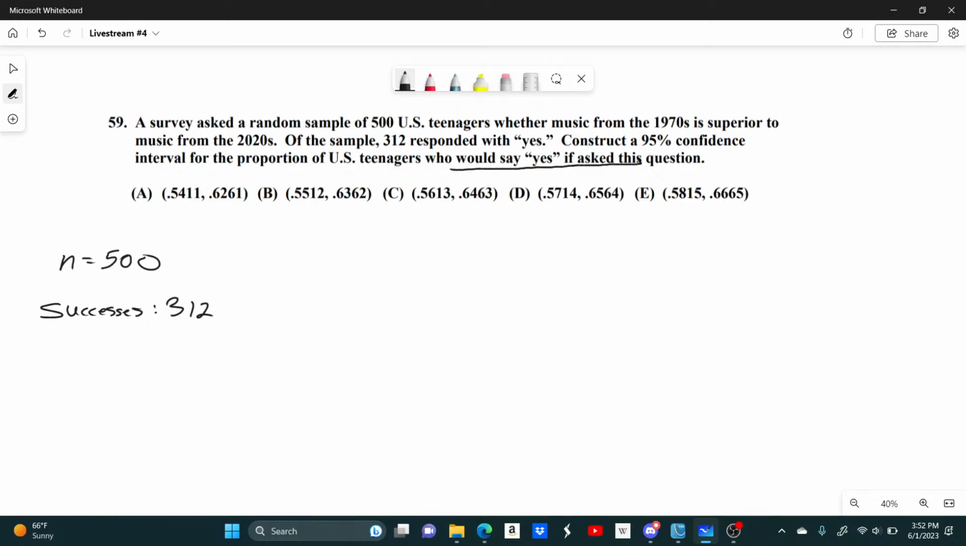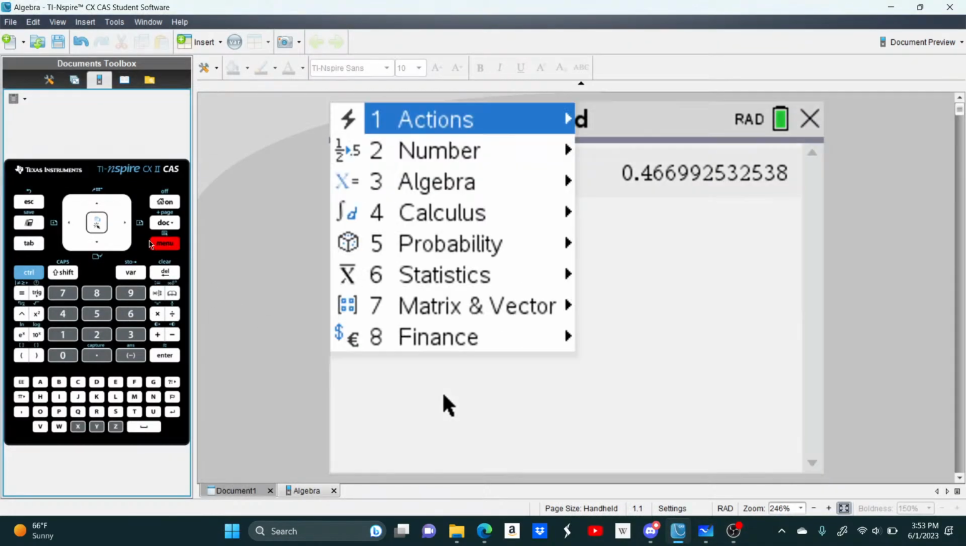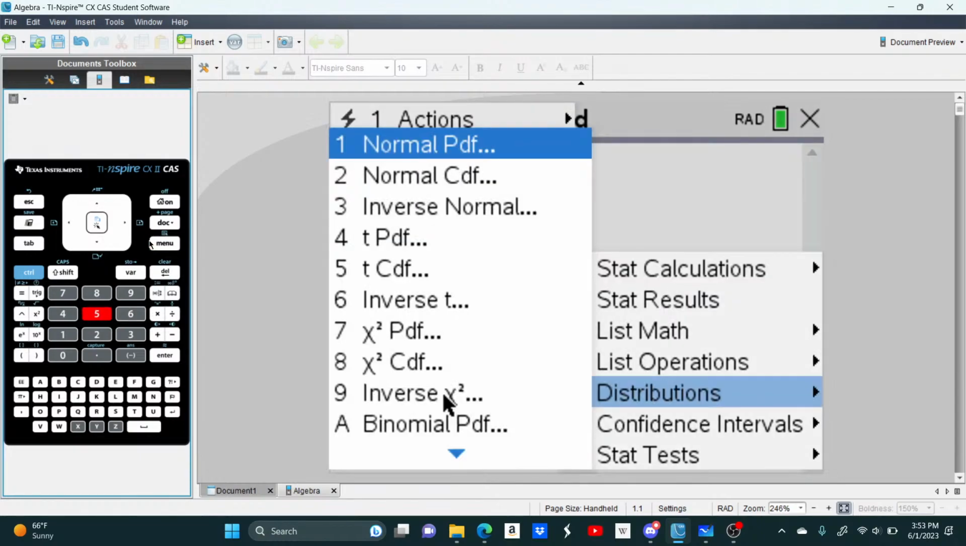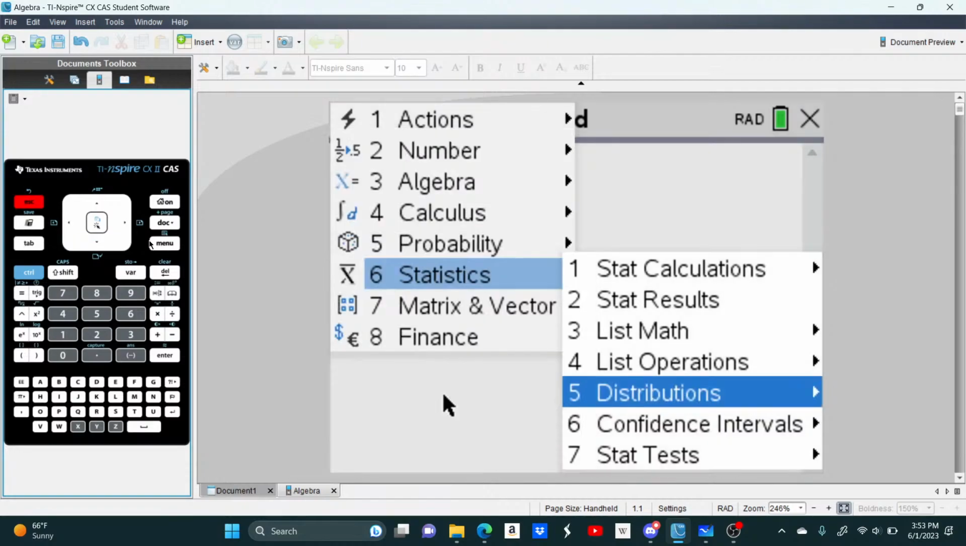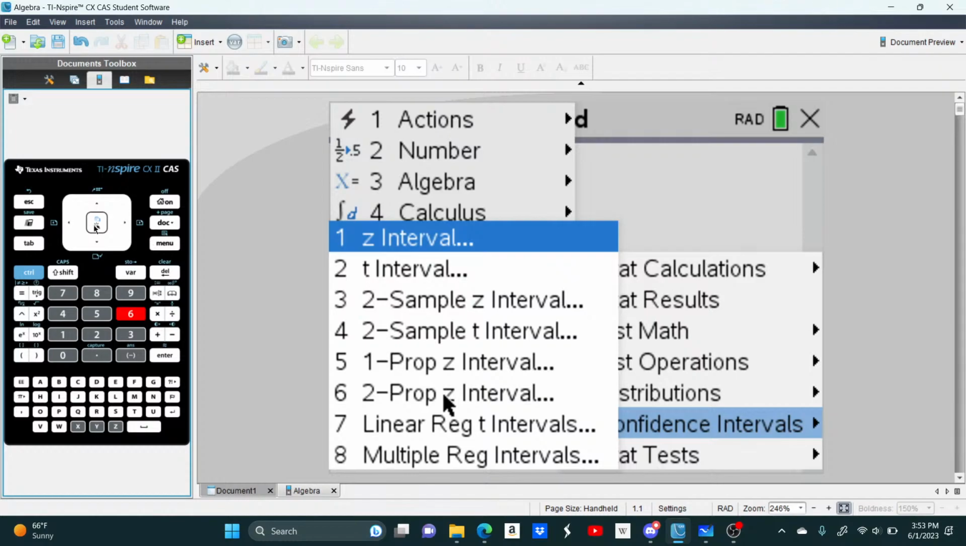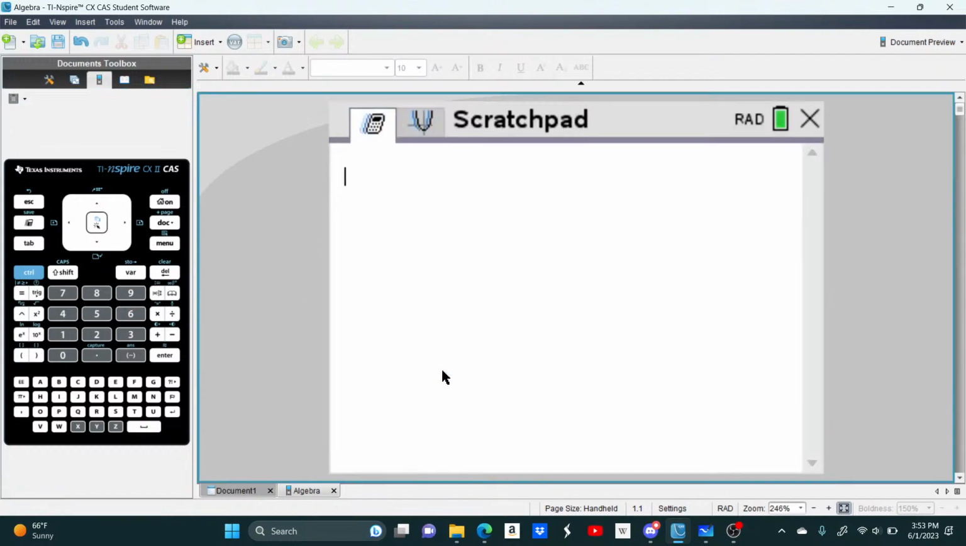We want to see what proportion of U.S. teenagers would say yes. So we're trying to create a confidence interval for the proportion. And so the kind of distribution you're going to use is called a one prop, right? We have one proportion, and it's a z interval. So to get there, you go to menu, 6, distributions, right? We're using this a lot. And wait, actually no, we're trying to do a confidence interval. That's what it asks for. And so you can see right here, we have a one prop z interval.